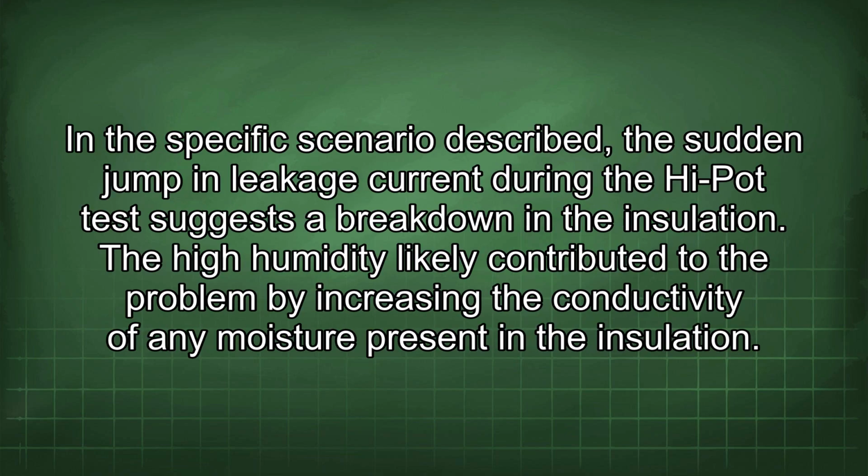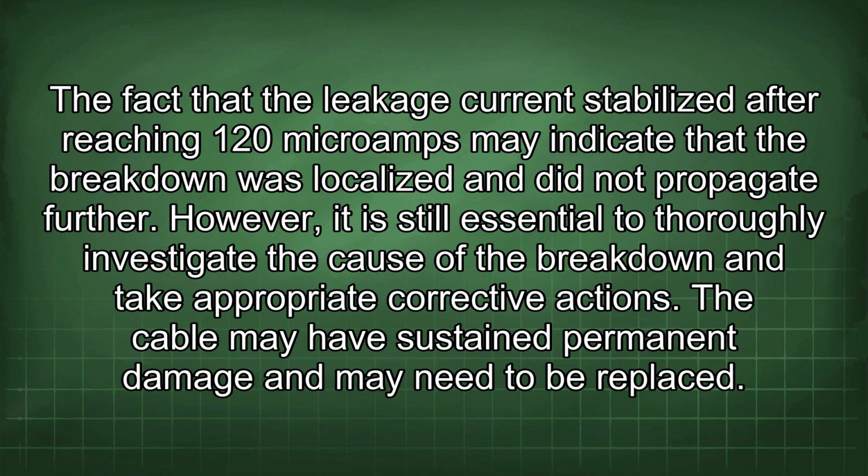In a specific scenario described, the sudden jump in leakage current during the high-pot test suggests a breakdown in the insulation. The high humidity likely contributed to the problem by increasing the conductivity of any moisture present in the insulation. The fact that the leakage current stabilized after reaching 120 microamps may indicate that the breakdown was localized and did not propagate further. However, it is still essential to thoroughly investigate the cause of the breakdown and take appropriate corrective actions. The cable may have sustained permanent damage and may need to be replaced.